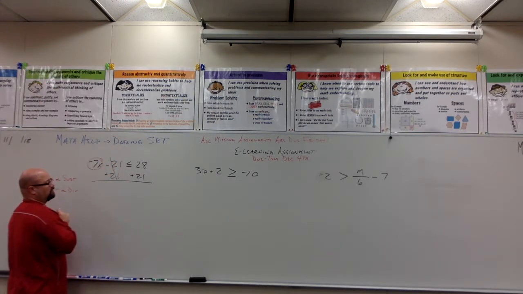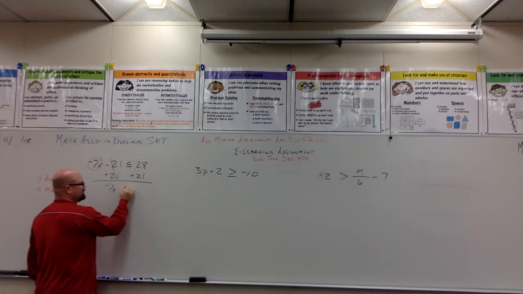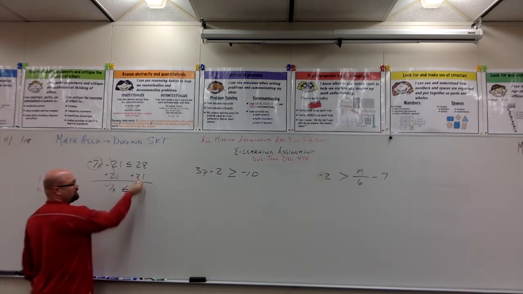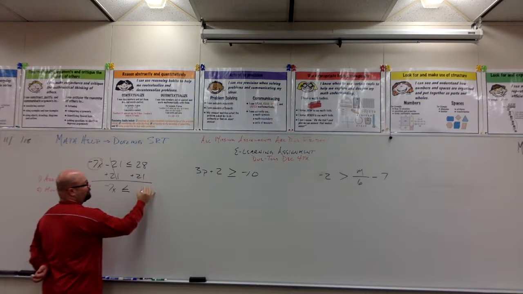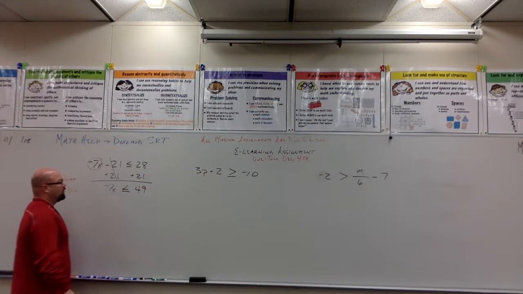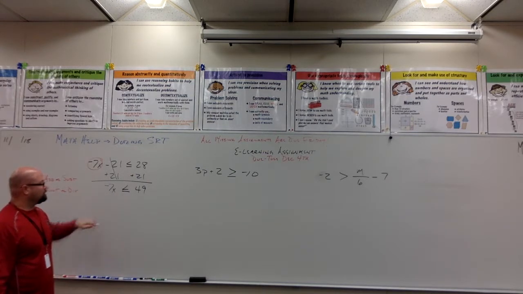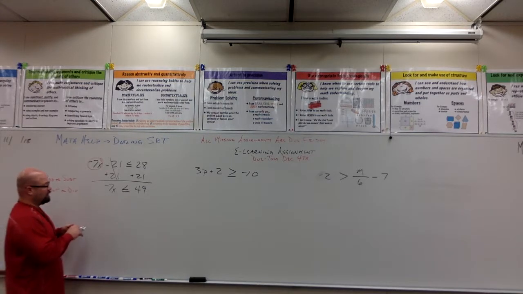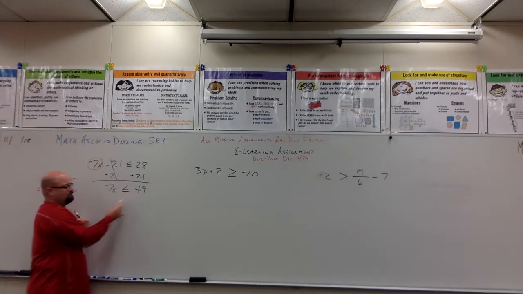Opposites, they cancel. So I end up with negative 7x on the left-hand side is less than or equal to, I need to add up my 28 and 21. So 8 and 1 is 9, 2 and 2 is 4. Basically doing two single-step inequalities. So now, what do we notice about negative 7x is less than or equal to 49?